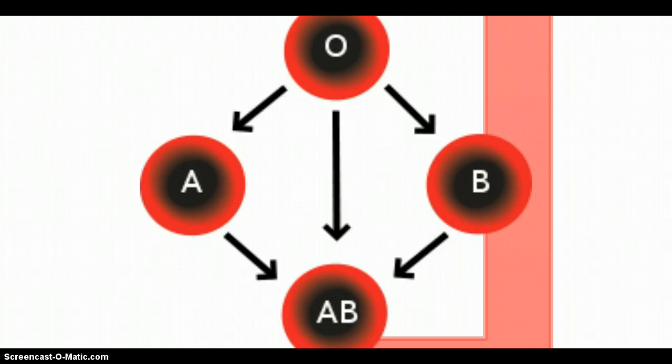And O can give to A, AB, and B, making it the universal donor. AB can receive from all of them.